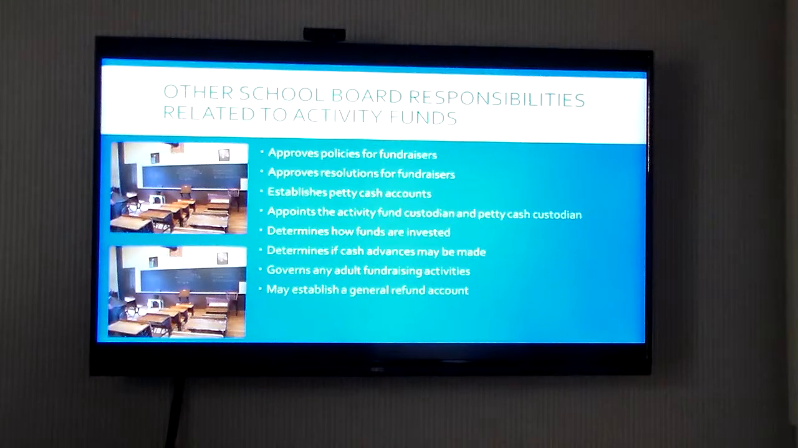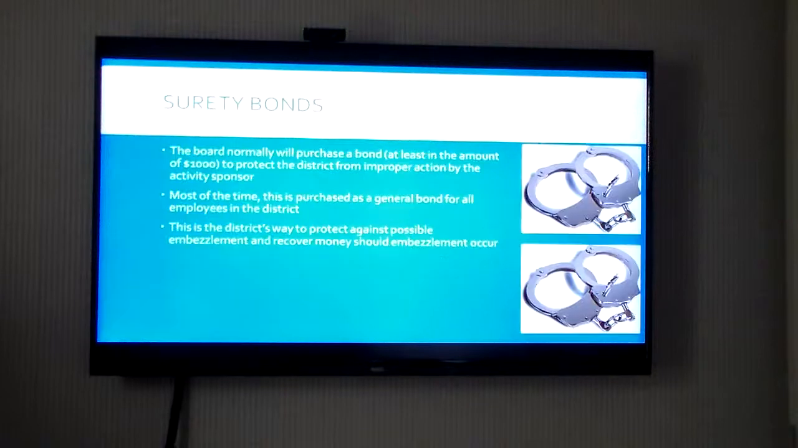So some other school board responsibilities related to activity funds. These are all things that you can basically look in the book for any specifics if you want them, but there's a list provided that goes over each one the school board has the responsibility to do, and they have the right to do if they so desire to.